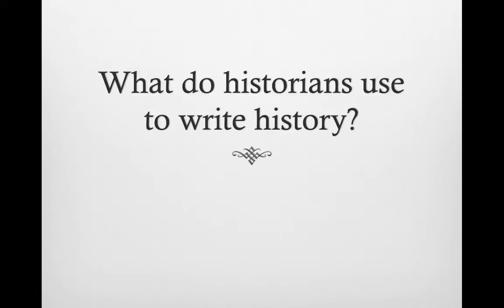So, what do historians use to write history? When a historian sits down to write something like your textbook, they don't just pull stuff magically out of their head. Instead, they analyze many different types of evidence to craft a historical narrative, like your textbook or a history class lecture. Let's look at the types of evidence historians use.